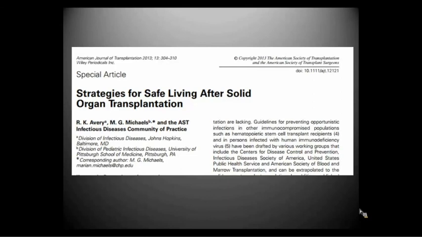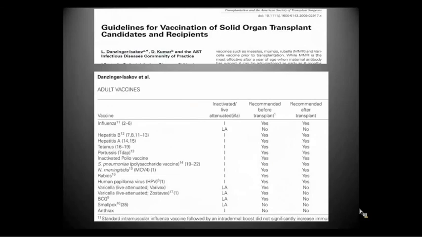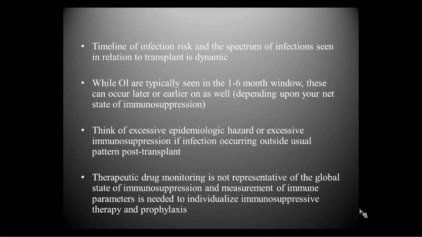I can send you the slides. This is just some stuff you can use to talk about strategies for safe living, infection prevention for solid organ recipients. I just put in here guidelines for vaccination. Again, at 3 to 6 months, we do start revaccinating our patients to protect them. So in summary, the timeline and the spectrum is dynamic, and at any time it depends upon how immune suppressed you are and where you are, what your environment is.